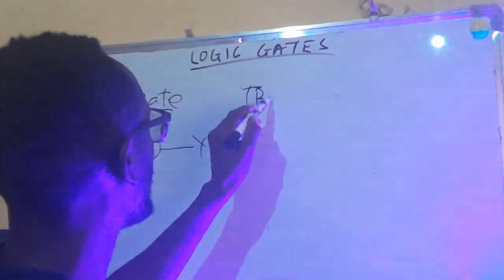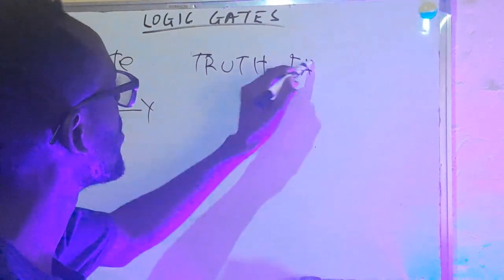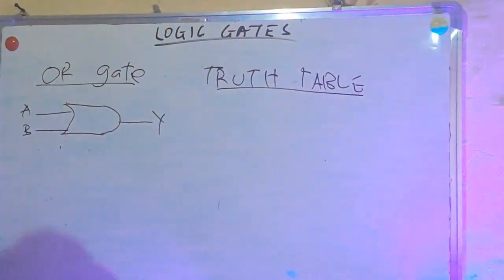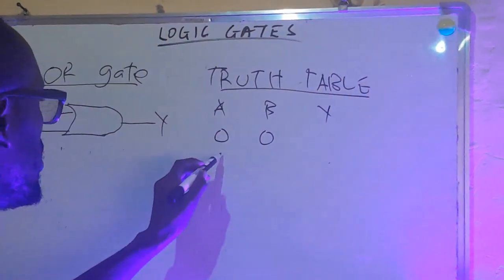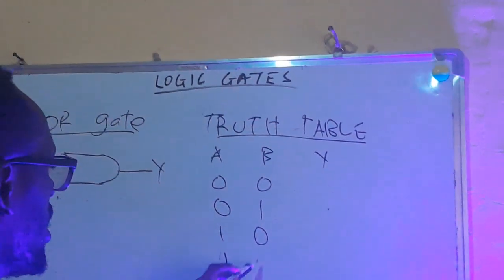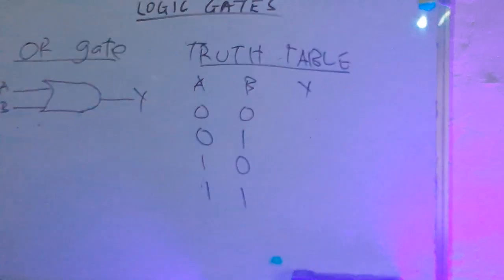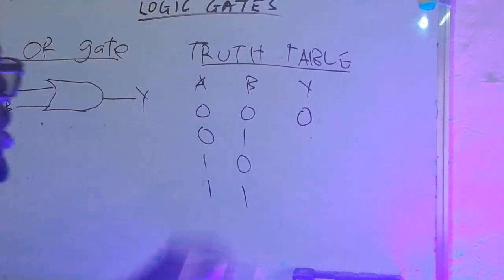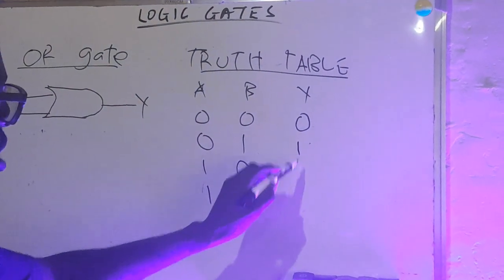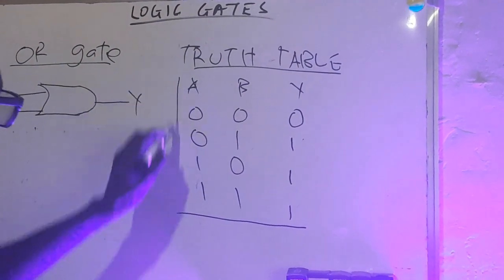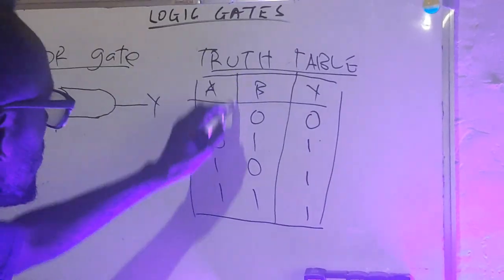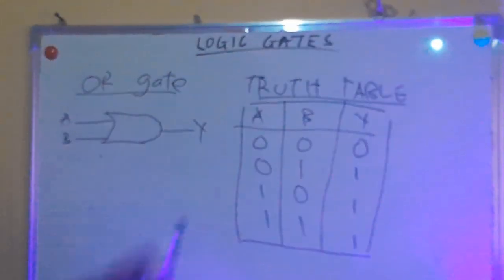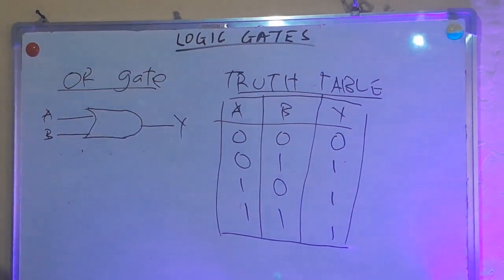So to draw the truth table for the OR gate, allow me A, B, and Y. So 0, 0; 0, 1; 1, 0; 1, 1. As explained earlier, only 0, 0 will give us logic 0. For all the other combinations, it will be 1, 1, 1. So this is the truth table for a 2 input OR gate. So that is the basic OR gate.